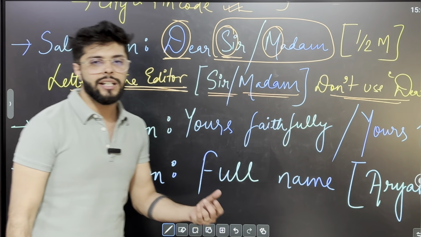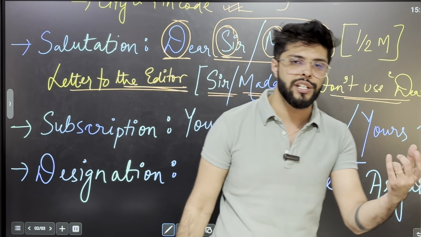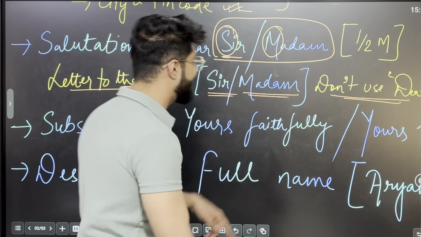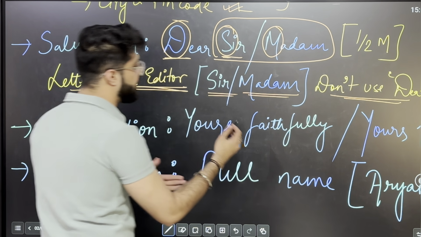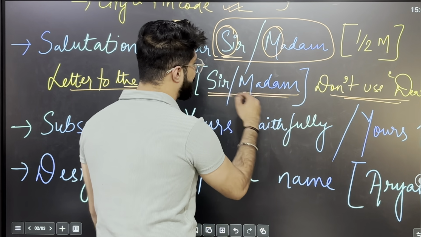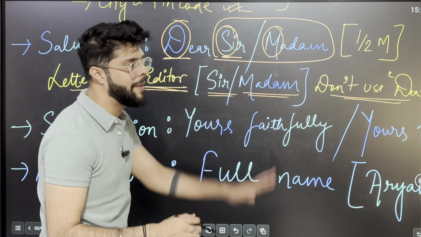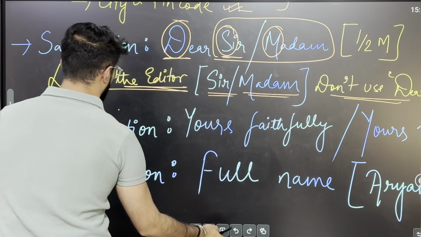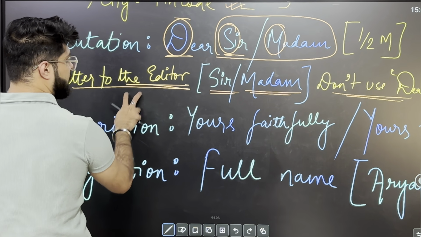ठीक है? Write a letter to the editor of a famous newspaper of your area or of your city or of your locality. In that case, when you write the editor in salutation, you will not use dear. You will just write sir or madam. I hope that's clear. Then comes your subscription, that is in the end.